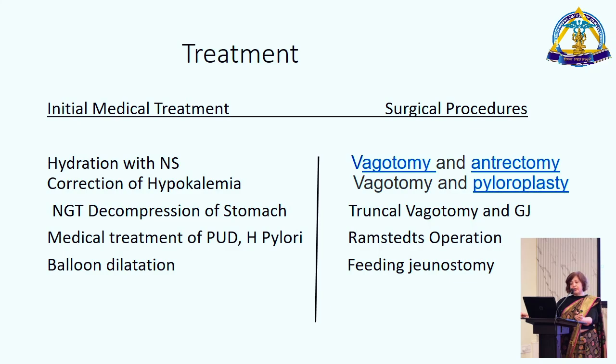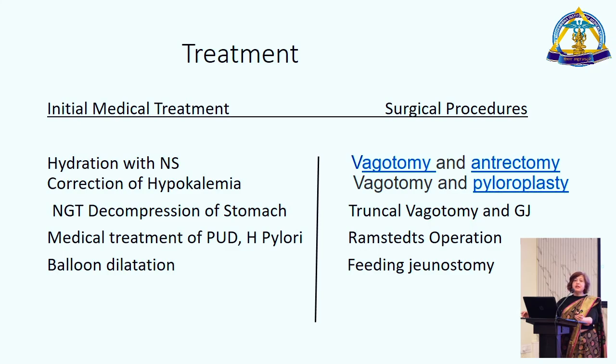Correction of hypokalemia needs to be done. Nasogastric tube decompression. How does nasogastric tube decompression help? One, we have said that we clear the stomach. Once the tone will come back, the outcome of your surgical results will be better.